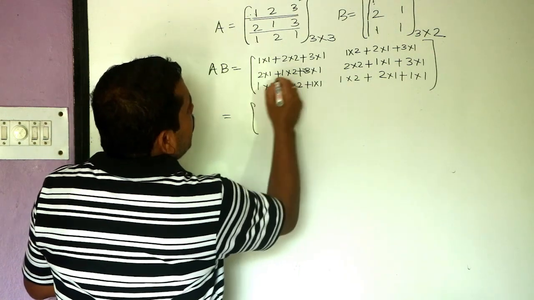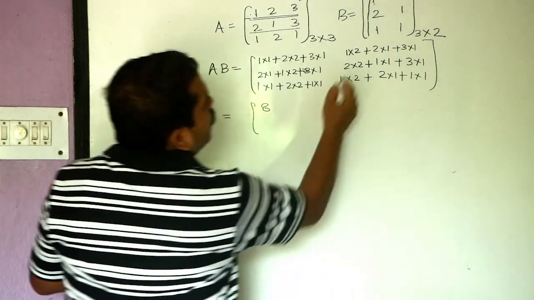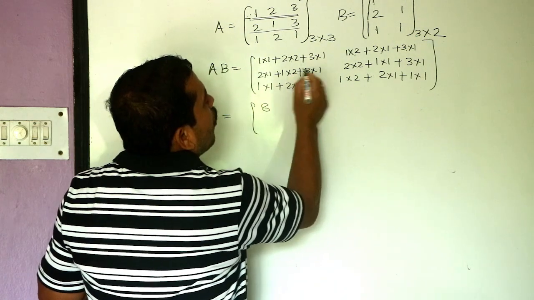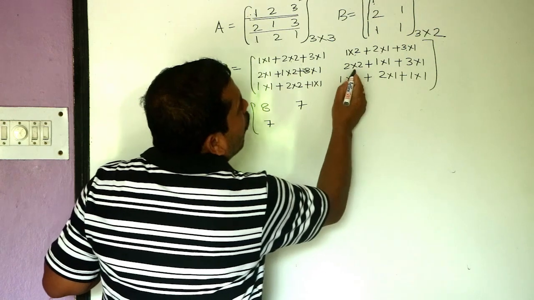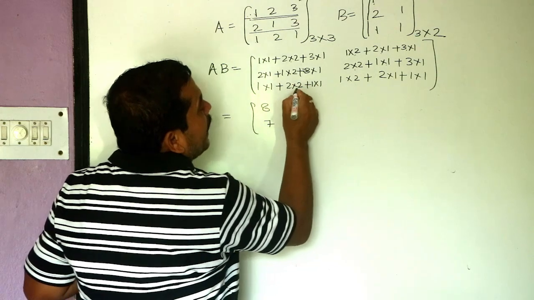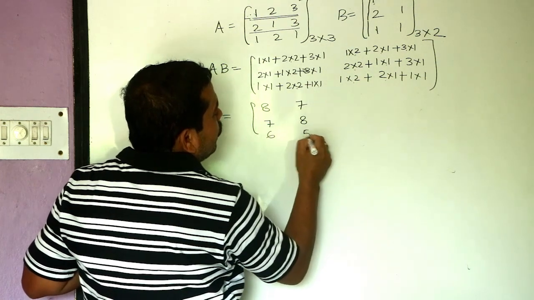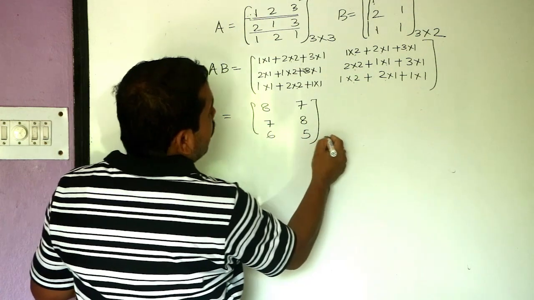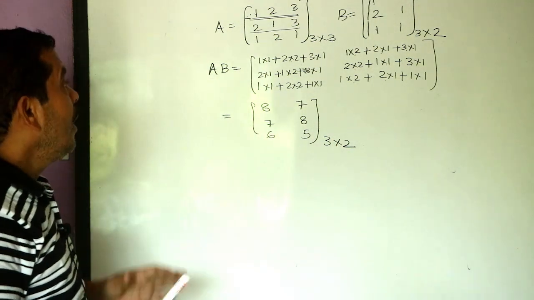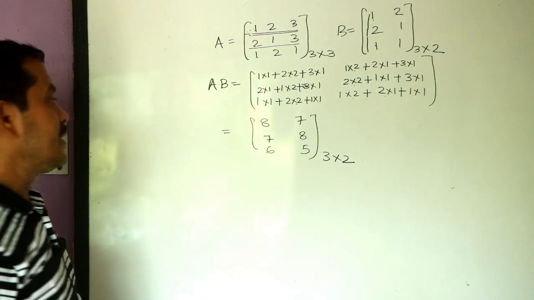After the simplification: 1 plus 4 plus 3 is 8; 2 plus 2 plus 3 is 7; 2 plus 2 plus 3 is 7; 4 plus 1 plus 3 is 8; 1 plus 4 plus 1 is 6; 2 plus 2 plus 1 is 5. This is a matrix of order 3 cross 2. That is the multiplication of the two matrices. Very important. That is the process to multiply two matrices.